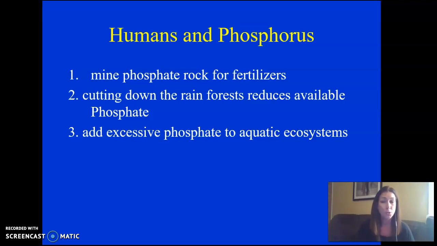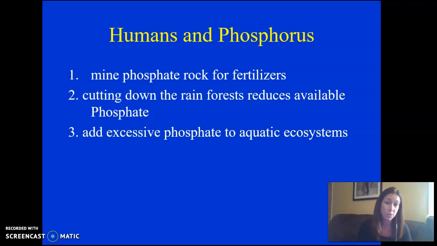Also, phosphates are stored in trees because they're going to be using that for their DNA and for their structural components. And so when we cut down things like rainforests and old growth forests, we take that phosphorus away, and it's not going to be available for herbivores. It's not going to be able to be decomposed into our soils. So when we take those trees out and we build products out of them, then we're essentially saying, okay, this phosphorus is no longer able to be cycled.